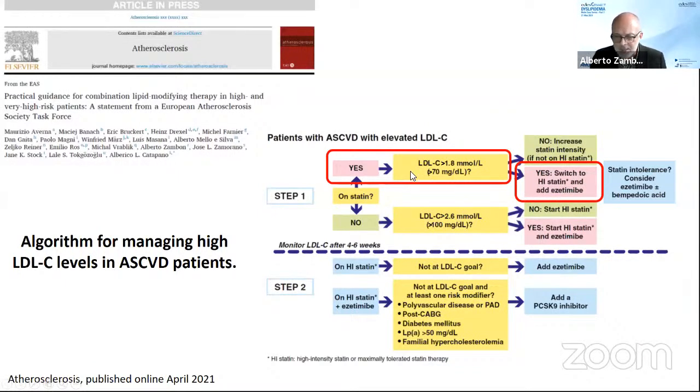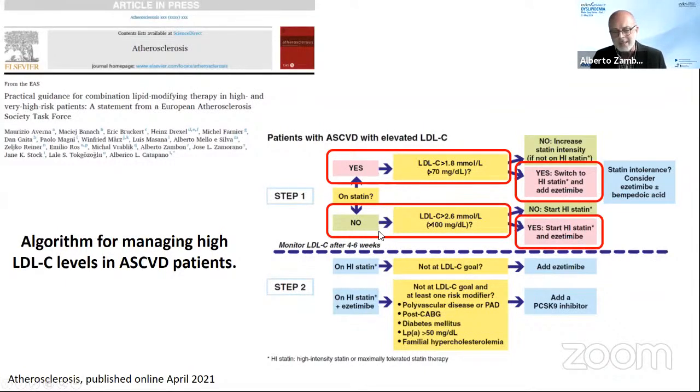No matter what statin is used, no matter what dosage is used, if the LDL remains above 1.8, you should move to a high-intensity statin therapy and ezetimibe. The other interesting point is that if the patient at very high risk has no statin on board, so does not receive any statin therapy, and the LDL is above 2.6, you should not waste time, go straight to high-intensity statin therapy and ezetimibe.